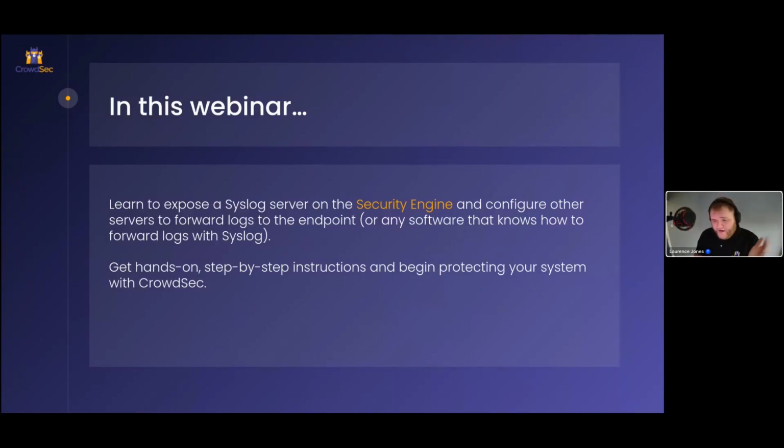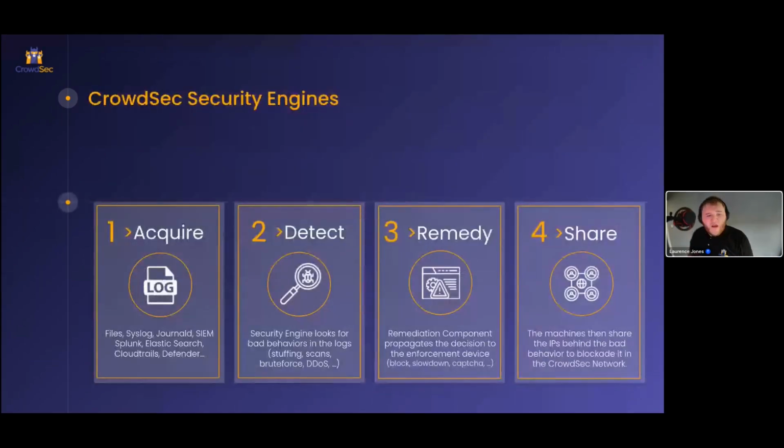We're going to walk through that, and I'm going to provide further context with the drawing that I alluded to earlier, breaking down what the security engine does. The first step is we acquire logs. We mainly do it from files, which most people use. However, we have lots of other different modules, such as Syslog, and what will be shown in this webinar is how to expose an endpoint. Journald, Splunk, Elasticsearch, you name it, we can pretty much grab things from there.